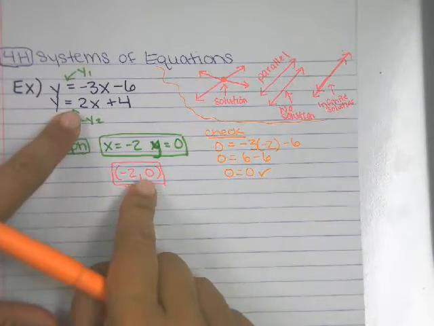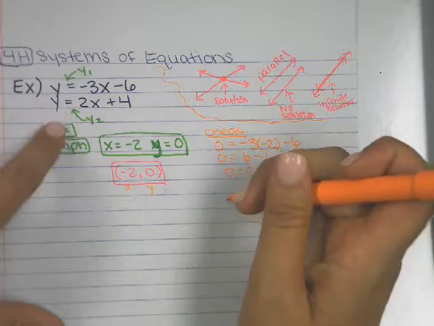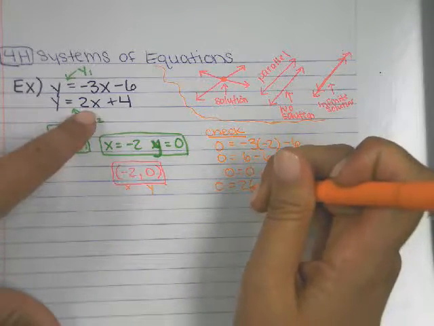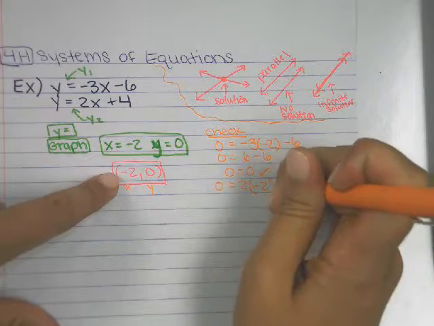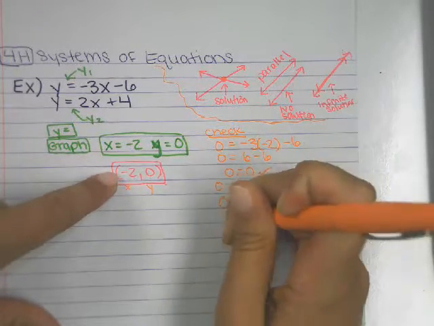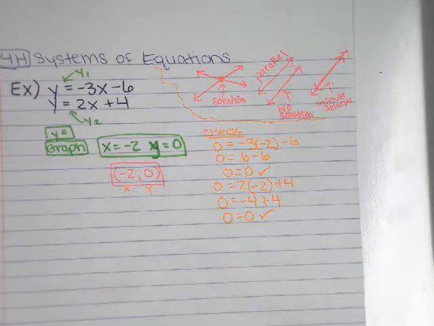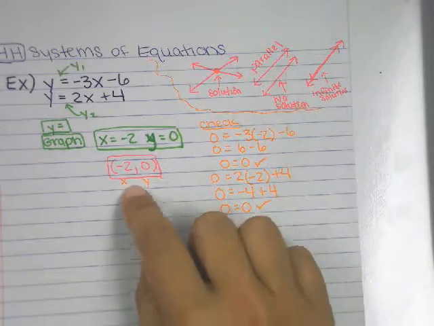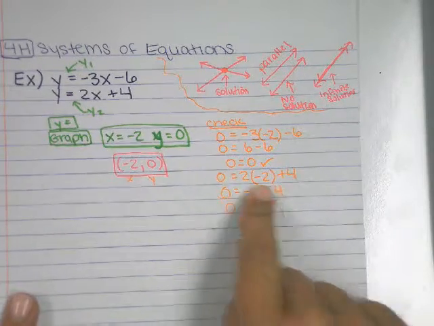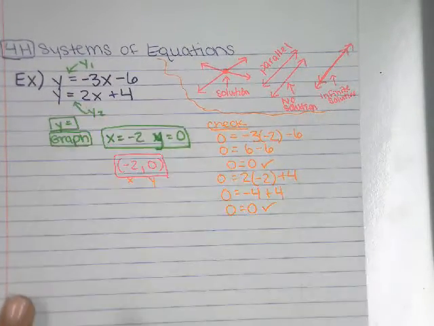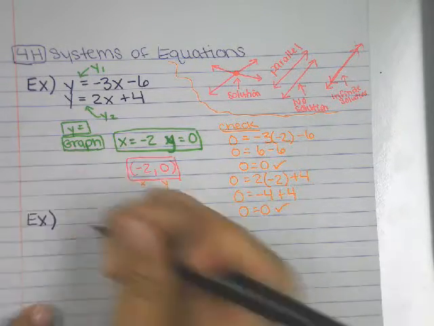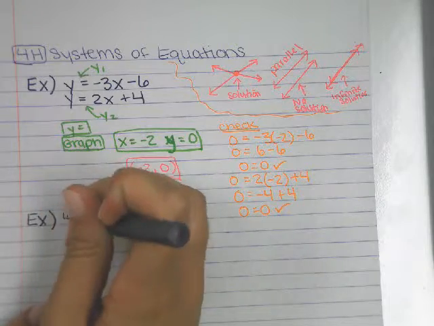This point should also work in my second equation. So let's see. Y is 0. 2 times x, which is negative 2, plus 4. That's negative 4 plus 4, so this works also. 0 equals 0. So this point is in fact, we did it with our graphing calculator, double checked it with a little bit of algebra, this is the solution to that system of equations. Let's do another one. This one's a little bit trickier.